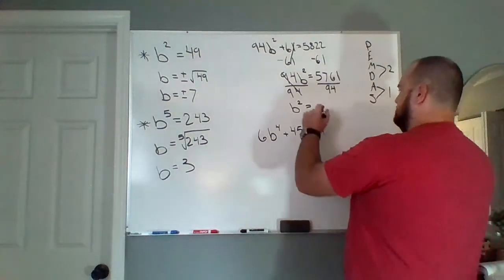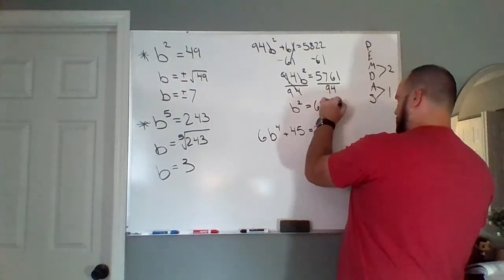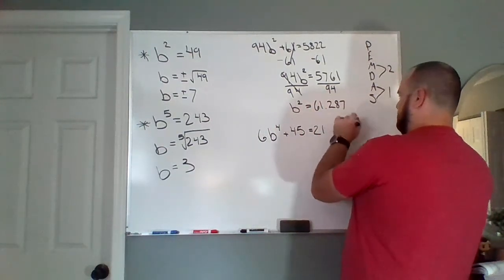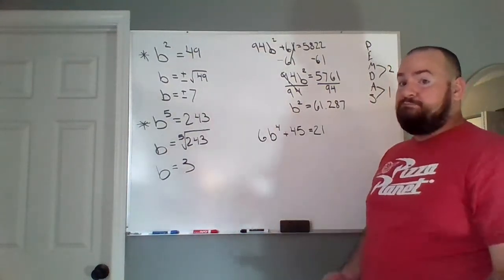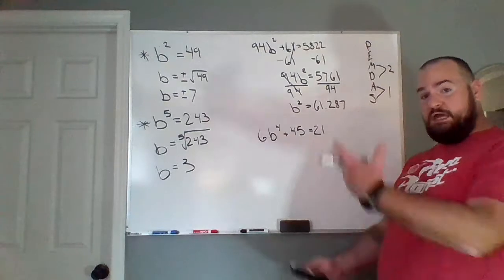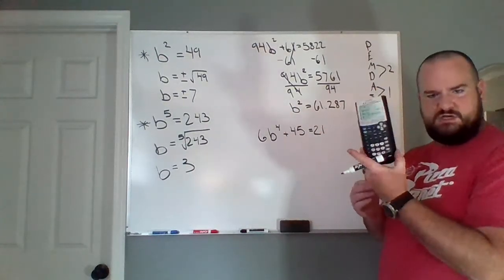61.287, and that carries on. Now, I know what you're thinking. But you said you were going to be nice and have good integer numbers. I'm being nice because you just use your calculator.